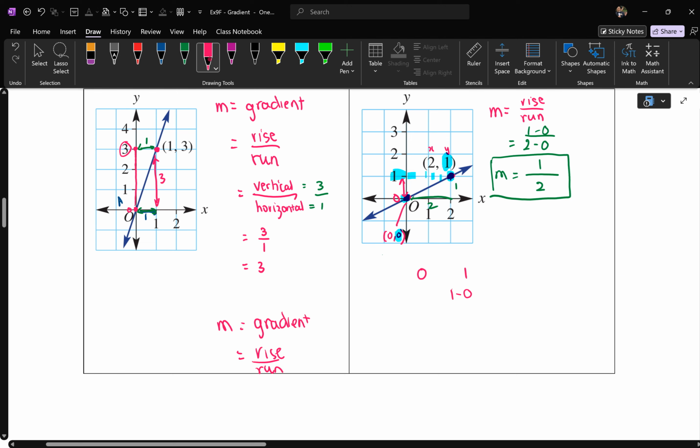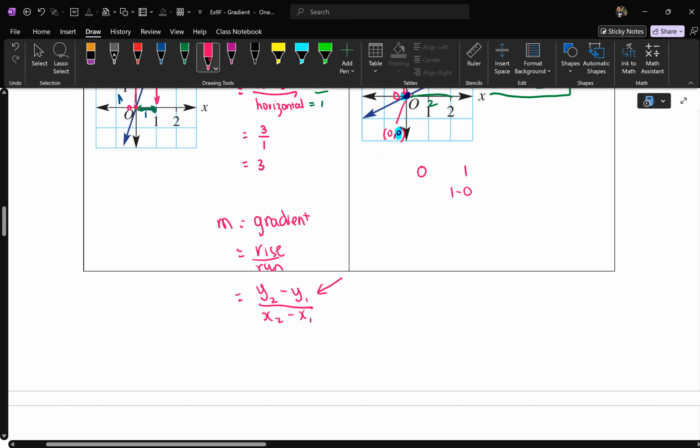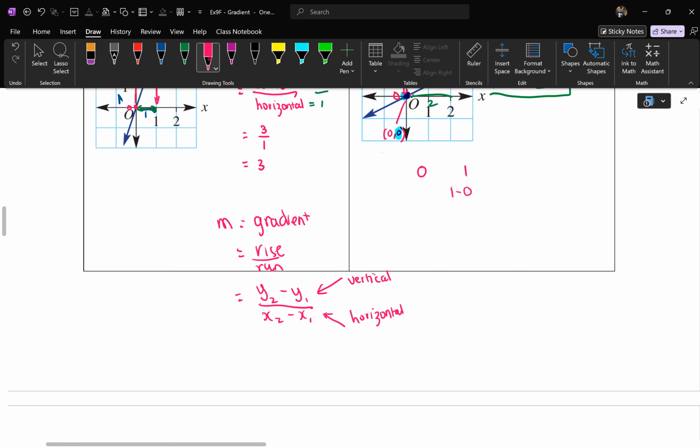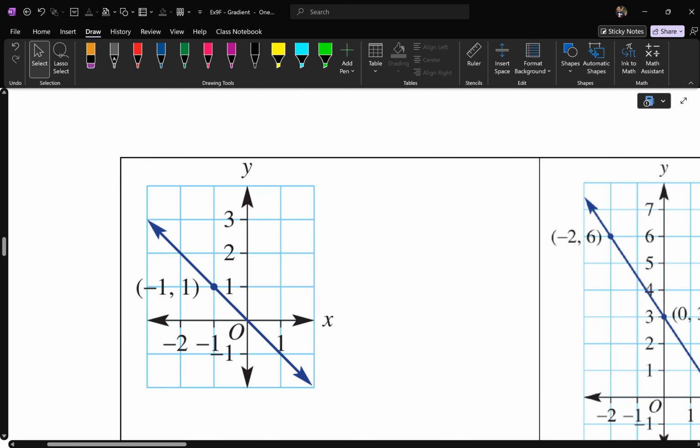You can count that on a graph, but you can also use what they call y2 minus y1 over x2 minus x1. And all you're really doing there is finding the vertical distance versus the horizontal distance between 2 points. That's it. Now you might be saying, what is y2, y1, and x2, x1? It's the coordinates that you pick. So let's do this one. Let's see our 2 coordinates.